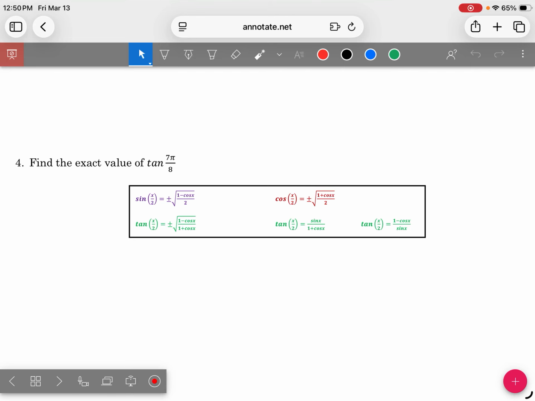So we need to find an angle. We're using our half angle identity, where if we divide it in half, we get 7 pi over 8. So who remembers what I told them to do at the beginning? What do you do with that angle that they give you?